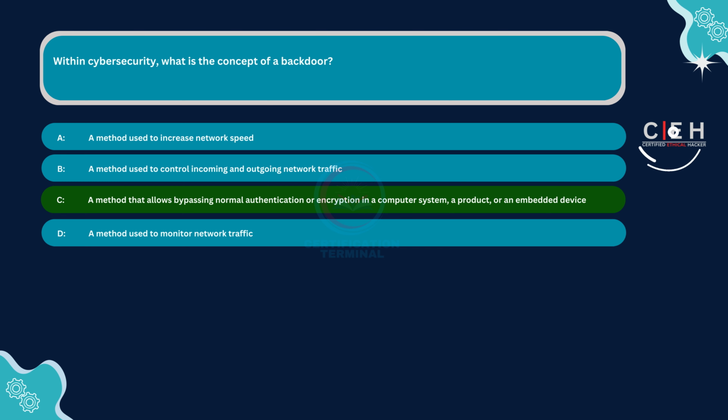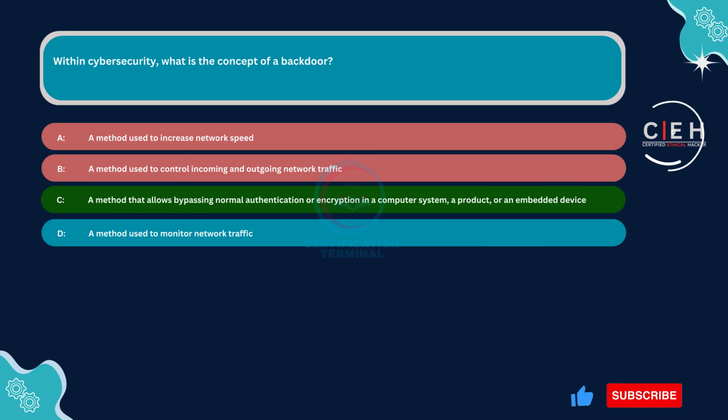A backdoor provides unauthorized access to a system by circumventing normal authentication or encryption mechanisms, allowing attackers to gain entry without proper credentials. Option A is incorrect. This option describes a different concept known as network optimization or acceleration techniques. Backdoors are not intended to increase network speed, but rather to provide unauthorized access to a system.